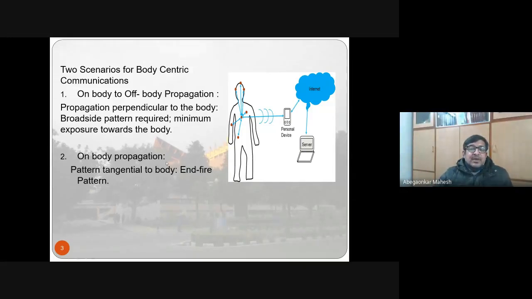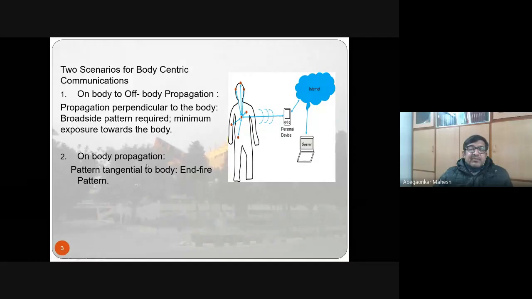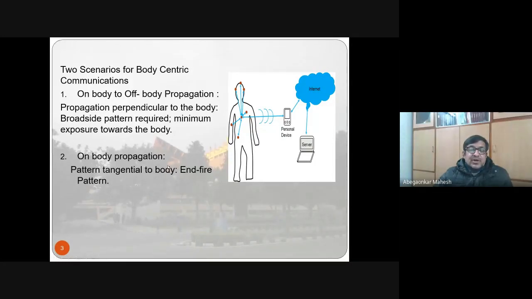So these are the two main things: broadside pattern requirement with minimum exposure to the body in one case, and in the other case, the pattern should be tangential to the body, an end fire pattern. So these are the two things that one must remember when designing antennas for body area communication or body area networks.